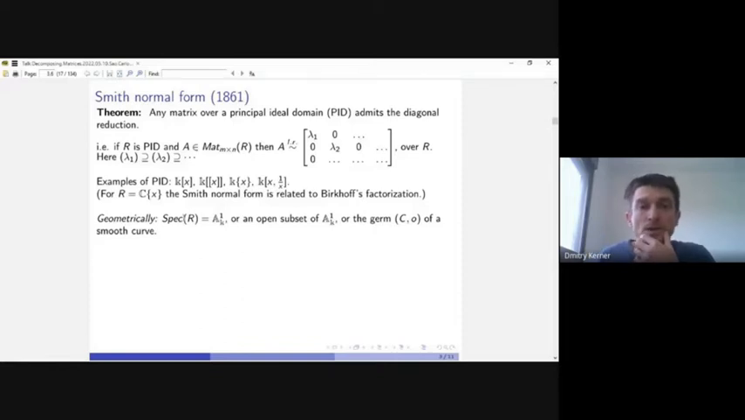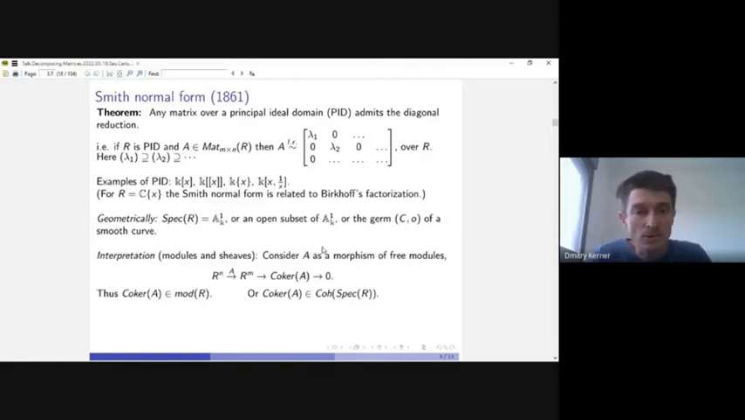Now, geometrically, these rings correspond to basically one-dimensional varieties, so one-dimensional schemes, if you prefer. So if R is one of such rings, then spec of R is either just the affine line, or an open subset of this affine line, or it could be the germ of a smooth curve. And usually in singularity theory, the germ of a smooth curve is not something very interesting. And once again, every time it is of dimension 1 geometrically.